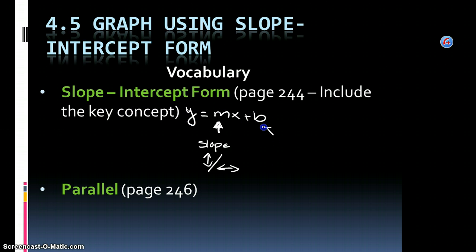So this, the b, is your y-intercept. That's where your graph is going to cross the y-axis. We will pretty much write this as a coordinate, 0, b. And remember, b is for begin. B is where we'll begin, and the m will tell me where to move.